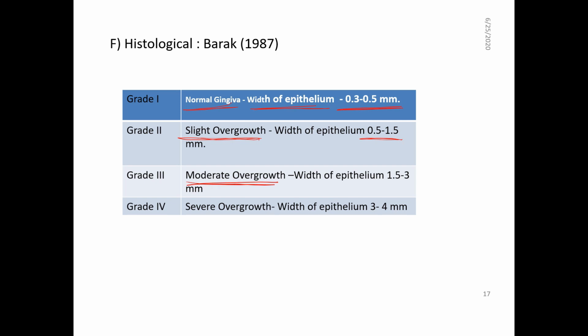In grade 3, there will be moderate outgrowth. Width of epithelium is 1.5 to 3 mm. In grade 4, there would be severe overgrowth of the gingiva and width of epithelium is between 3 to 4 mm. So this is the histological scoring.